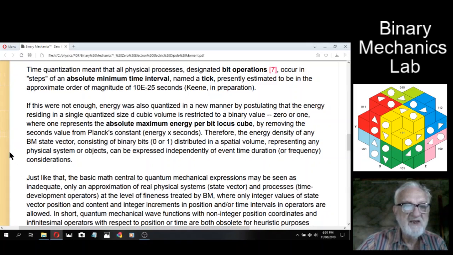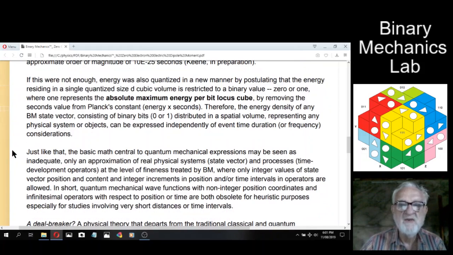Something to think about. Just like that, the basic mass central to quantum mechanical expressions may be seen as inadequate, only an approximation of real physical systems, or the state vector thereof, which is the binary mechanical bit function, and processes, the time development operators, which in binary mechanics are called bit operations, at the level of fineness treated by binary mechanics where only integer values of state vector position and content and integer increments in position and or time intervals in operators are allowed. In short, quantum mechanical wave functions with non-integer position coordinates and infinitesimal operators with respect to position or time are both obsolete for heuristic purposes, especially for studies involving very short distances and time intervals.